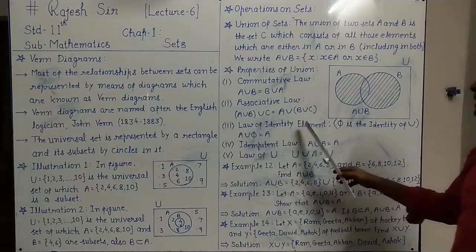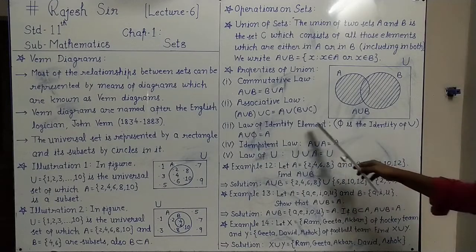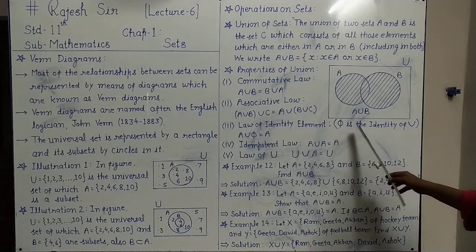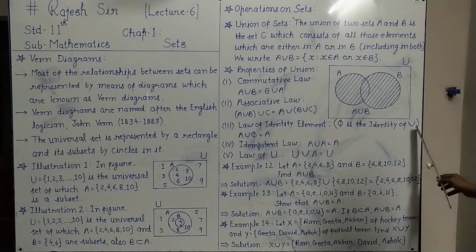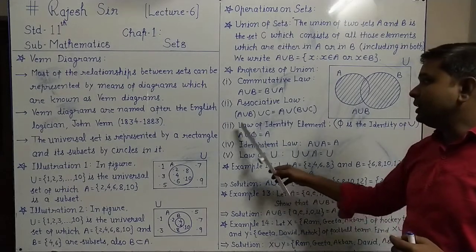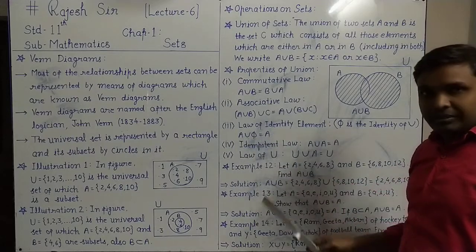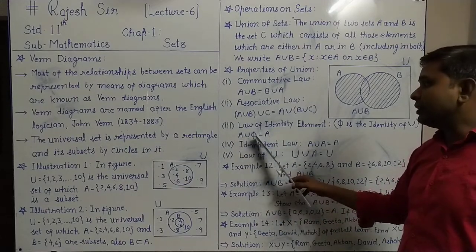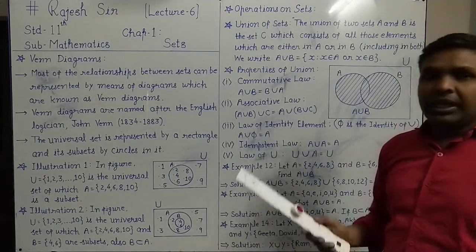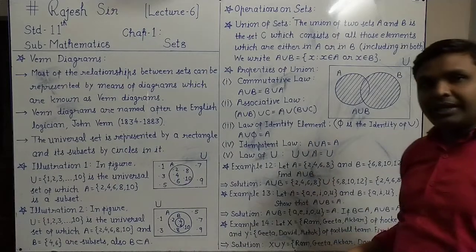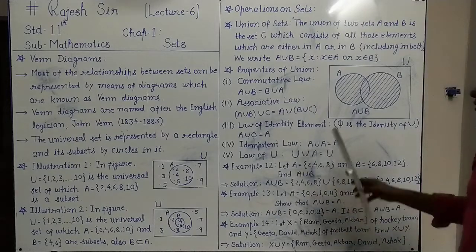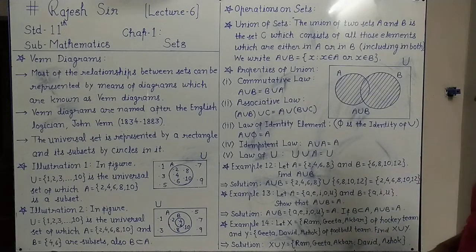Third is law of identity element. So in this union operation, phi, that is the empty set, is the identity of union. Means if you take the union with phi to any set, the set will be itself. That is A union phi equals A only. If you take B union phi, it will be B only. Any set's union operation with phi gives the same set. That is law of identity element. And phi is called the identity of union operation.